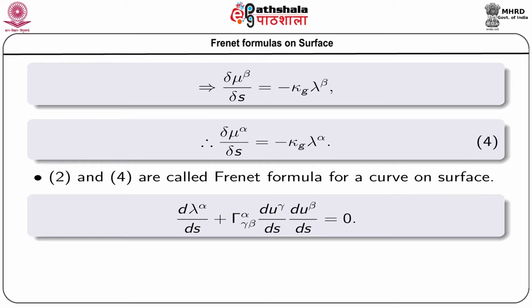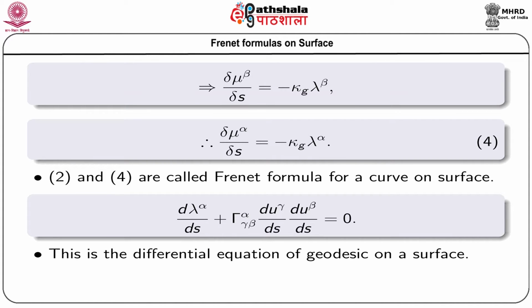And when del lambda alpha del s equals 0, we have this expression: d lambda alpha ds plus Christoffel symbol of alpha beta gamma du beta ds du gamma ds equals 0. Now, this is the differential equation of a geodesic on a surface. Earlier we have discussed the geodesic on a surface, and we see that del lambda alpha del s equal to 0 will give the differential equation of a geodesic on a surface.